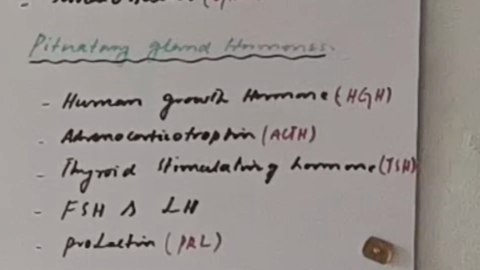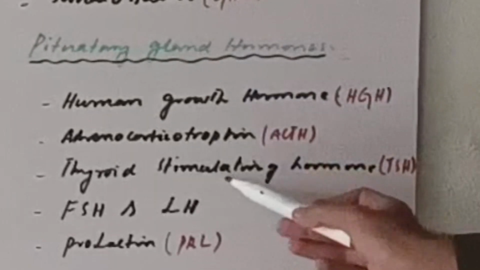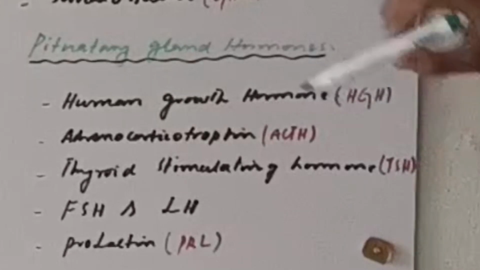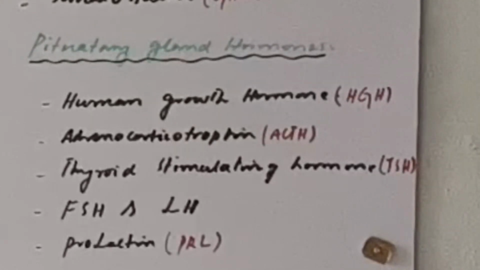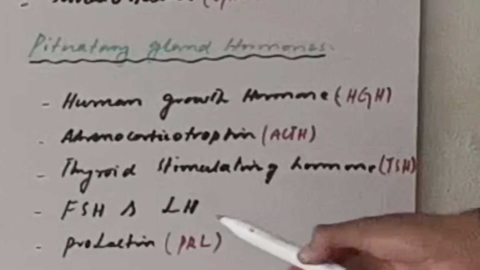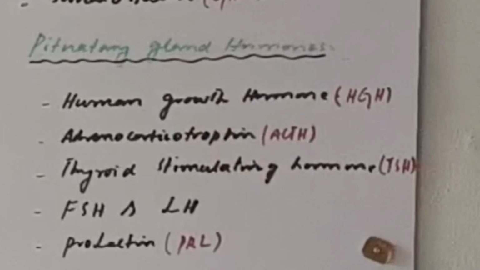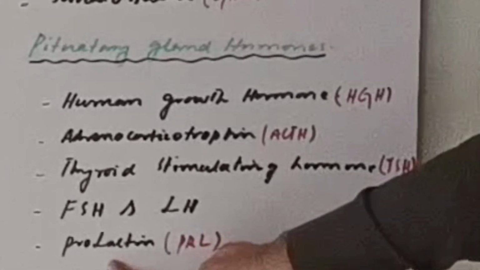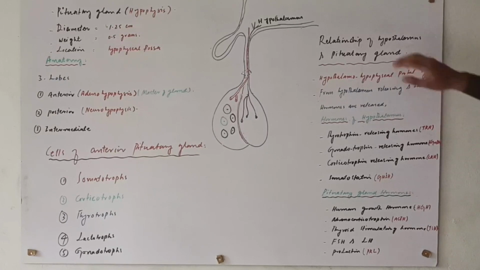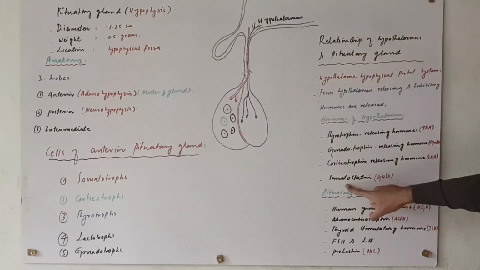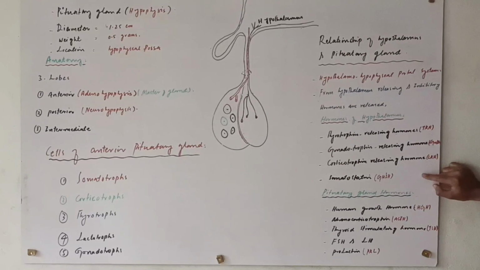This is secreted by the corticotropic cells of the pituitary gland. The third hormone is the thyroid stimulating hormone or TSH, which is secreted by the thyrotropes of the anterior pituitary gland. And the fourth hormones, FSH and LH, are produced by the gonadotropic cells of the anterior pituitary gland. The other is prolactin, which is secreted by the lactotropic cells of the anterior pituitary gland. There is another hormone which is secreted by the hypothalamus, which is called dopamine, but I have not written it here. So dopamine inhibits the prolactin secretion.